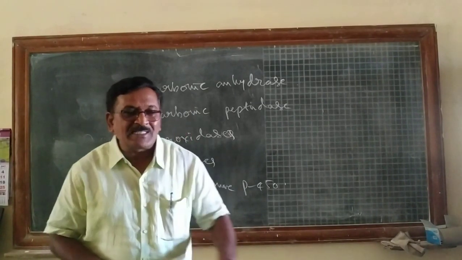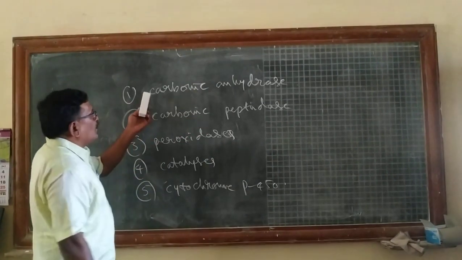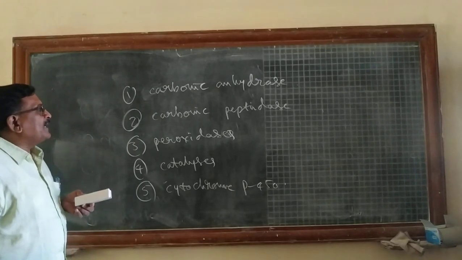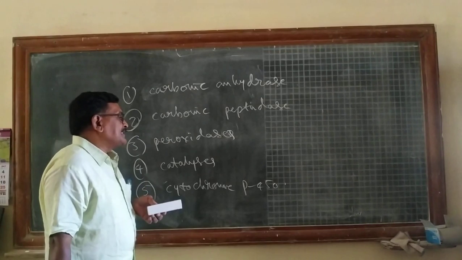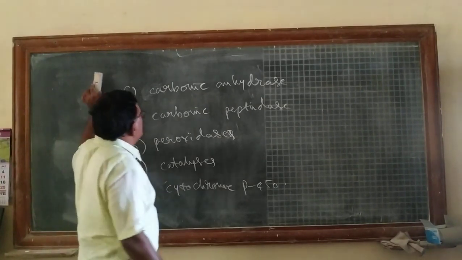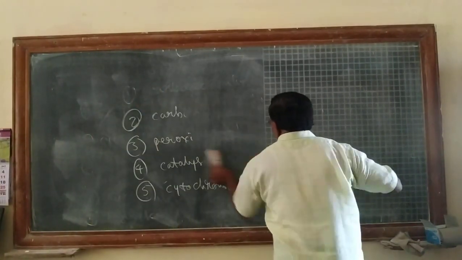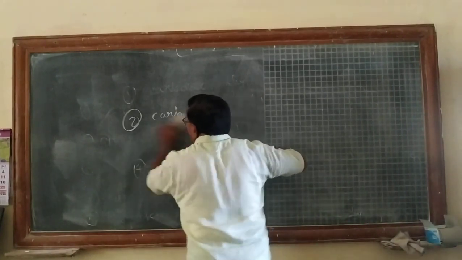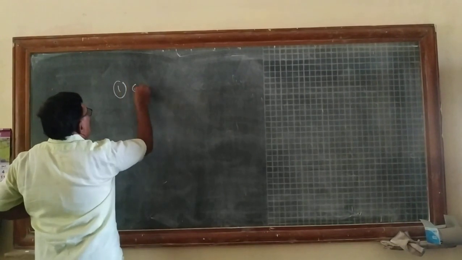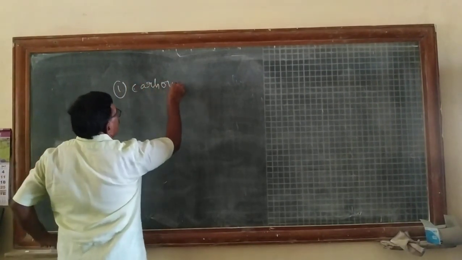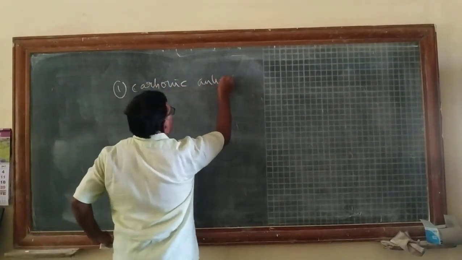Under that, now we shall discuss one by one: the carbonic anhydrase, the carbonic peptidase, the peroxidases, catalases, and the last one, cytochrome P450. The first one we shall discuss is the carbonic anhydrase.